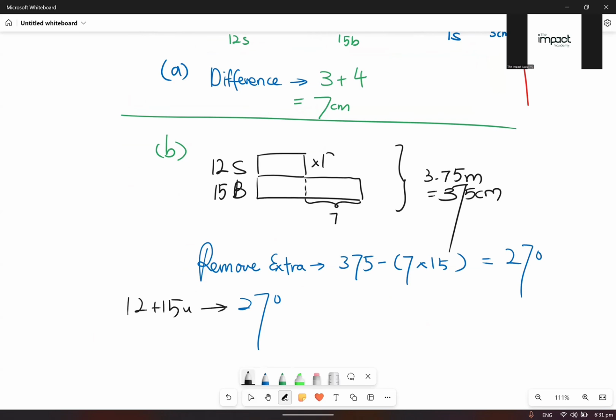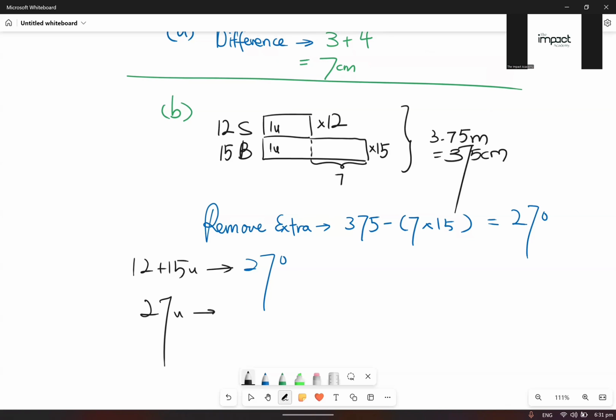So like you times 12 here, right? You times 15. Correct. The 1 unit, how many do I have? You get what I'm trying to say? Yeah. So 27 units equals to 270. Make sense? 1 unit is actually equals to... You want to read the question?